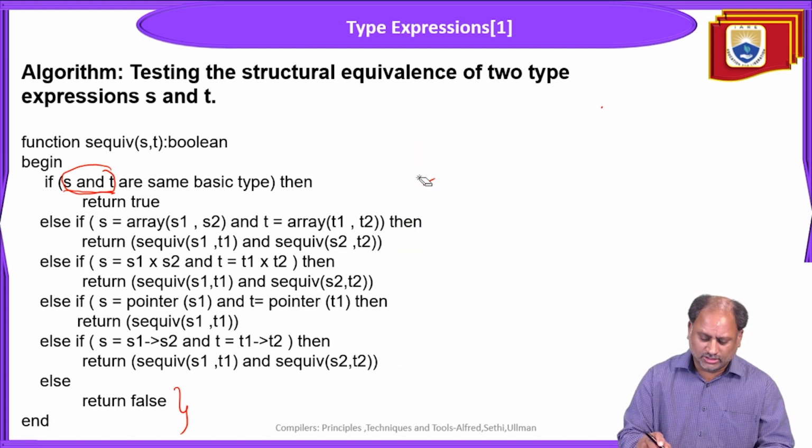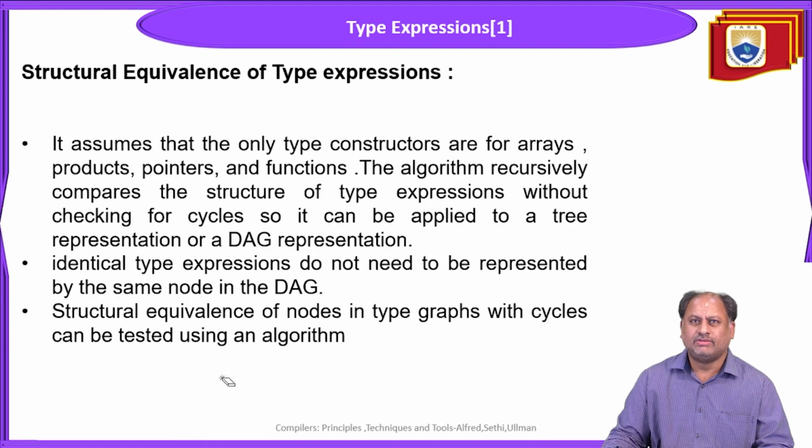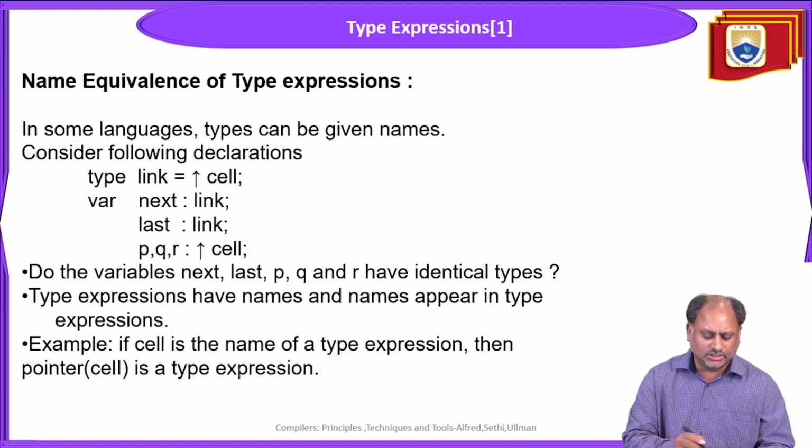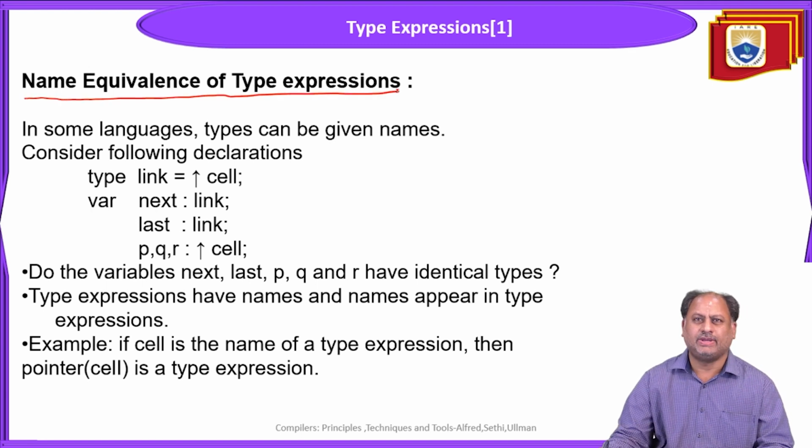Equivalence can also be verified with the help of another notation. The tree diagram structure can also be used for verification. The second one is name equivalence of type expressions. These type expressions can be verified by using structural equivalence in one case, and name equivalence in the other. So how can this be verified by name?